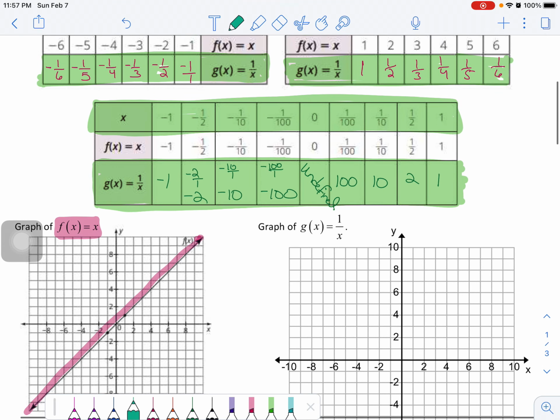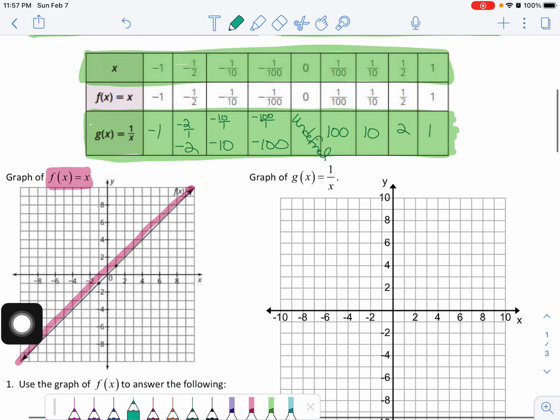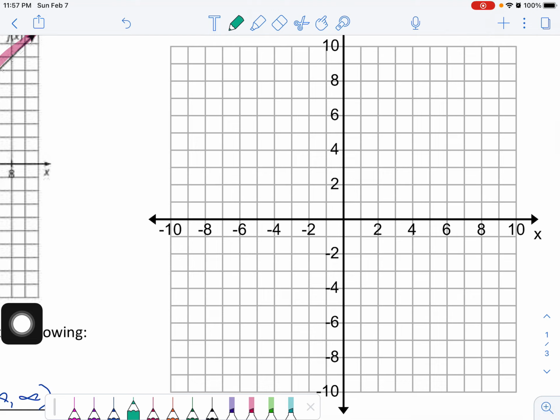-6, we want -1/6. If I zoom in here, -1/6 is going to be pretty close to the x-axis. And then if I go -5, it's a little further away, a little further away. -2 is at -1/2. That one's pretty easy to graph. Then -1 is at -1. I know it's hard to do, but these are actually getting closer and closer to the x-axis as I go further to the left.